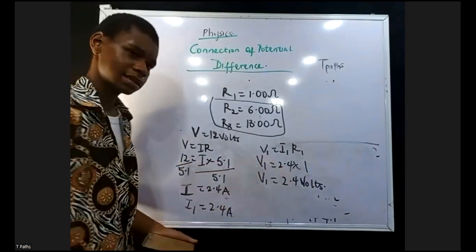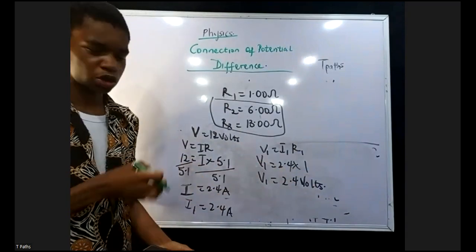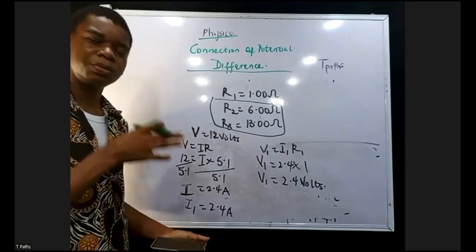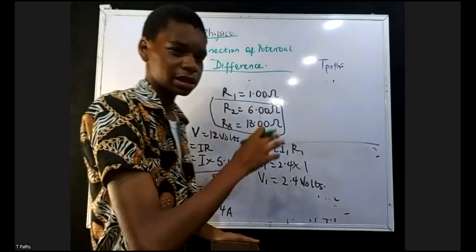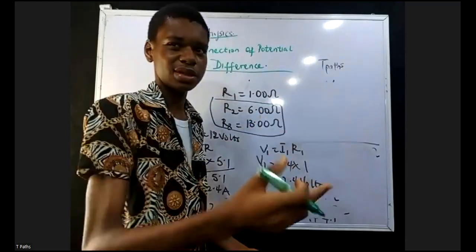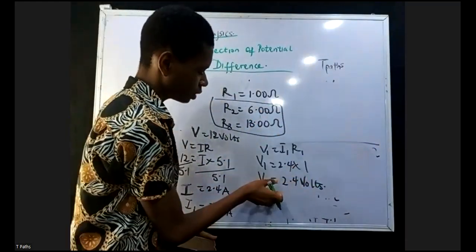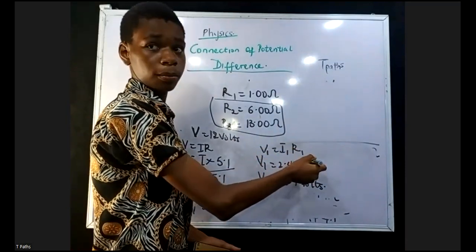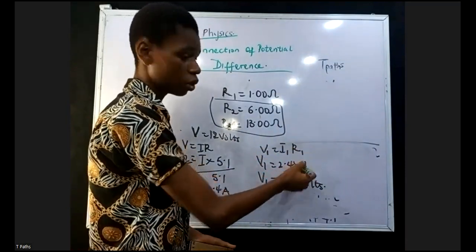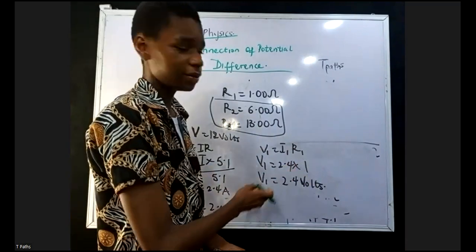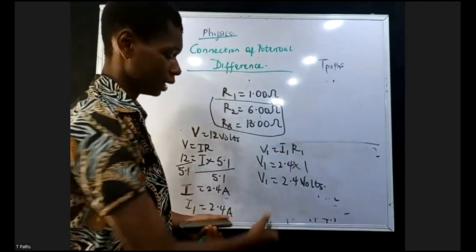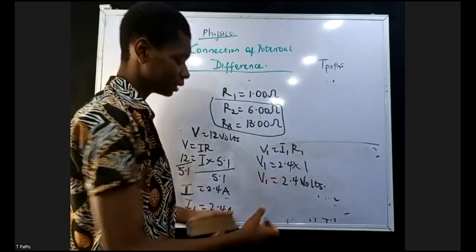How do I get this? I said the current passing through the source of a circuit will be the same as the current passing through resistors connected in series in that circuit. So that's how I got the value of my I as 2.4. And then my resistance value is 1, which is what I calculated here. And then I said V equals IR. And then I inputted the values into the formula and simplified. So I've calculated the second question.